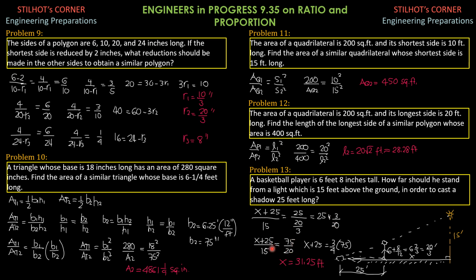So x plus 25 over 15 equals 75 over 20. X plus 25 equals 15 over 20, which is 3/4 of 75. Solving for x is 31.25 feet. So that's it for this problem. I hope that you're able to understand the explanations and the solutions.